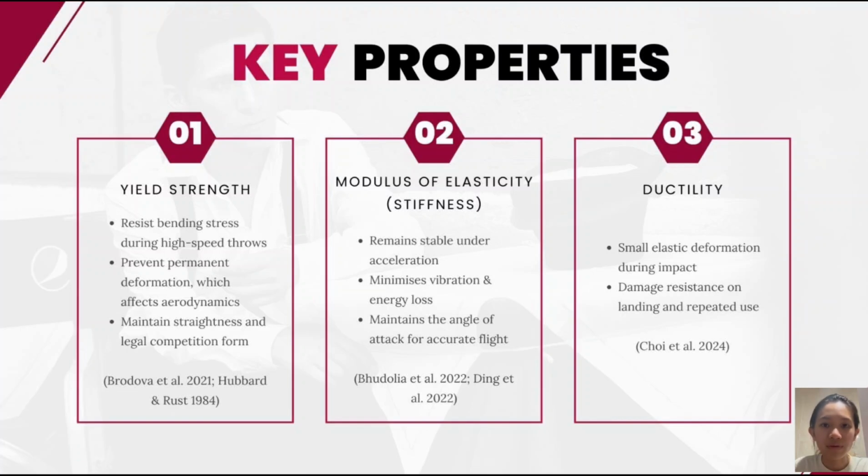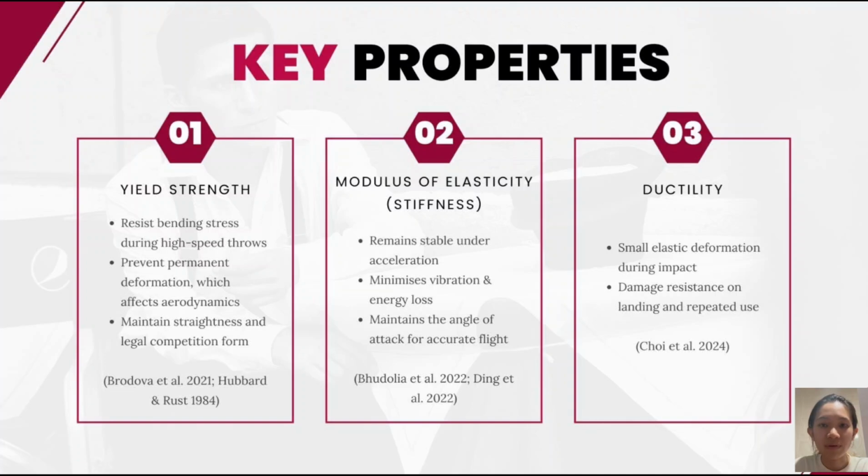The second property is the modulus of elasticity, or stiffness. A stiff material stays stable even under rapid acceleration. This helps minimize vibrations, reduces wasted energy, and maintains the correct angle of attack, which is crucial for accurate and predictable flight.